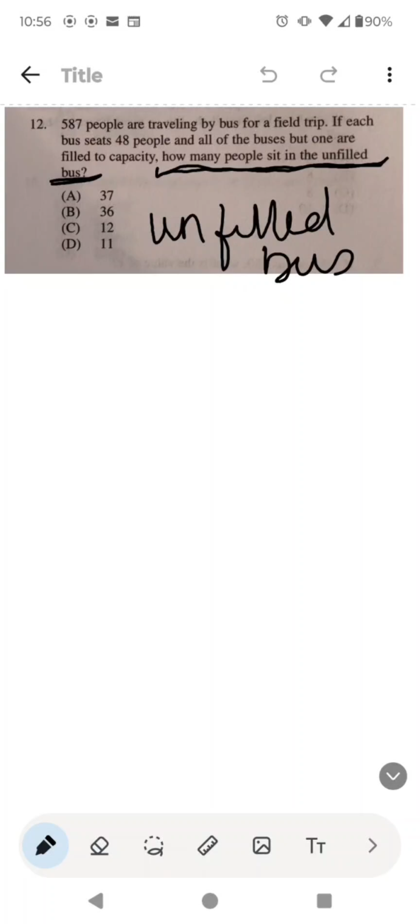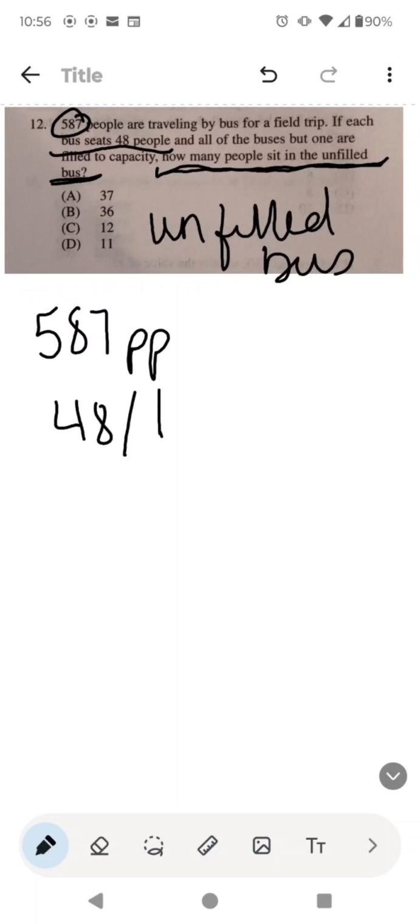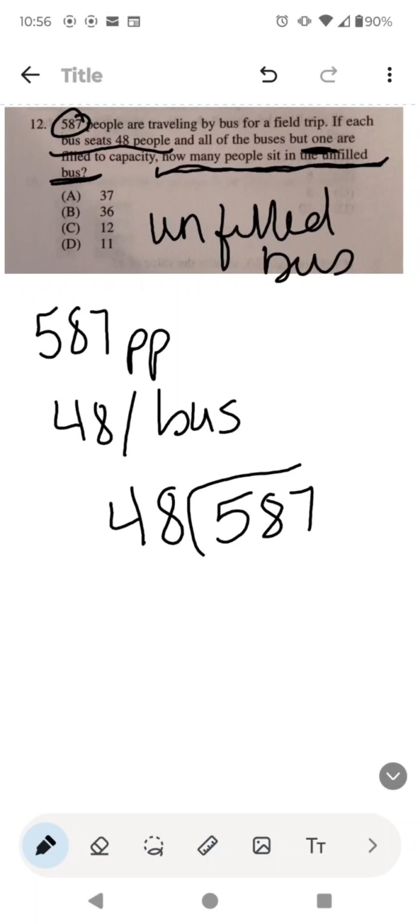Let's go back and find some information. There's 587 people total traveling by bus. Each bus sits 48 people. So that's 48 people per bus. All of the buses but one are full to capacity. How many people are in the unfilled bus? Well, first of all, let's just see how many buses we can fill with 48 people. Per bus means division. Okay, we're going to divide. And sometimes it means multiply, it just depends on the problem. But we are going to take the amount of people and divide them per bus.